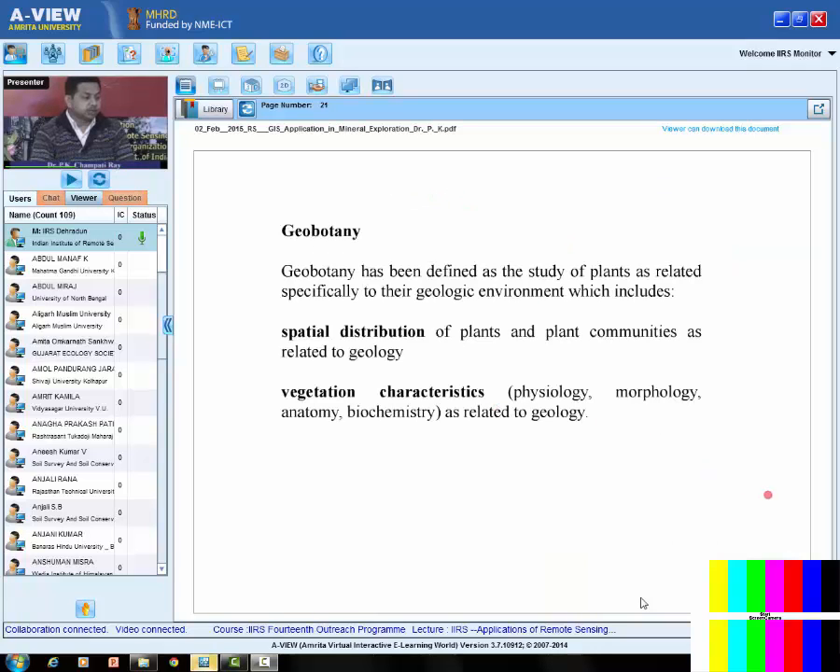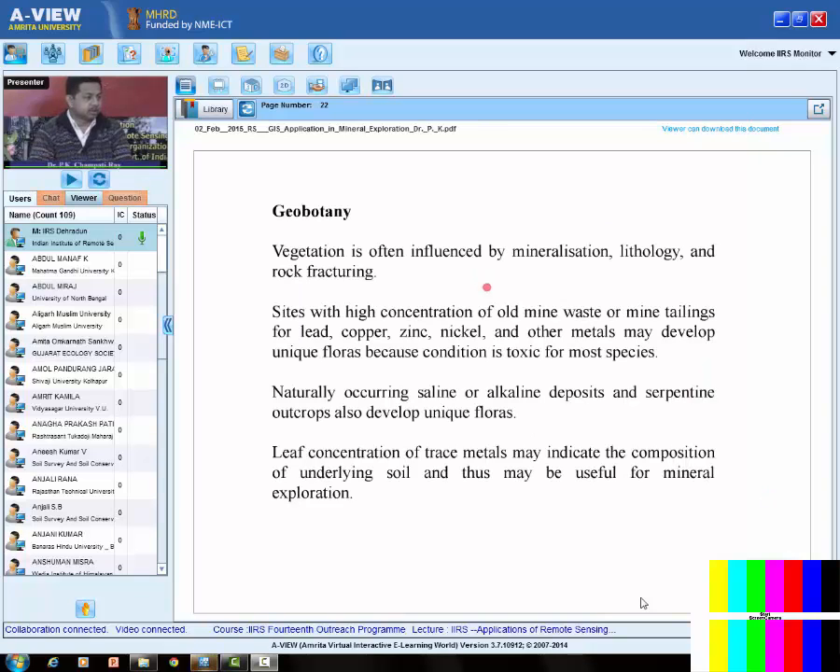And geobotany, as you know: vegetation is the first thing which can be seen from the satellite image in the case of tropical and subtropical regions, and that's the reason we have to understand the relationship between the plants and the rocks, and rocks with the ore. The spatial distribution of plants and plant communities is very important, and vegetation characteristics are also very important. We'll see one example of how geobotany is helpful for mineral exploration.